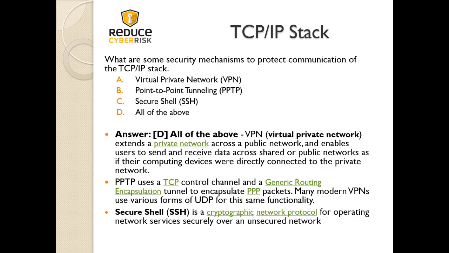PPTP uses a TCP control channel and a generic routing encapsulation, that's a big $20 word, tunnel to encapsulate PPP packets. Many modern VPNs use various forms of UDP for this same functionality. PPTP is kind of gone away, the dodo bird, but it is still something that can be used. It's not really recommended. It's better off using a VPN, but you may see it on the CISSP exam because we still talk about PPTP. It's pretty cool when you say it 20 times.